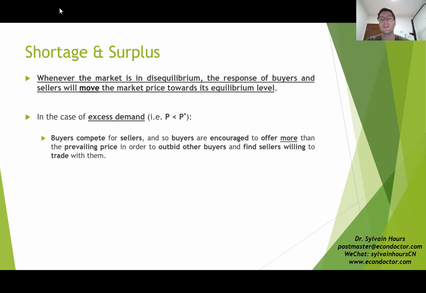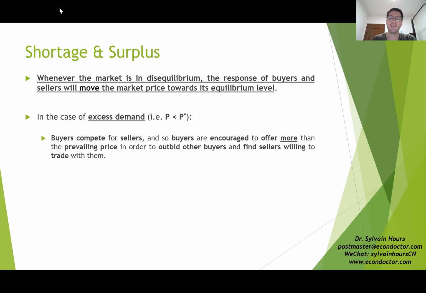So that's the idea. That's why, on the one hand, buyers, when there is a shortage, if they really want the product, if they don't want to be left with nothing, have an incentive to offer a higher price to outbid the other buyers and to find a seller that is going to trade with them. So that's the behavior that buyers are encouraged to adopt.